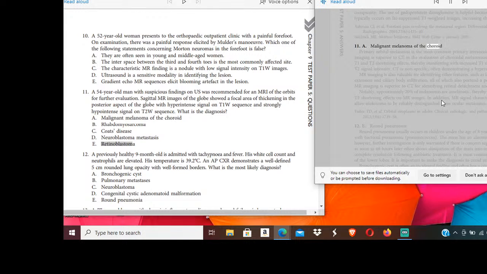11a. Malignant melanoma of the choroid. Primary orbital melanoma is the most common primary intraocular malignancy in adults. MR imaging is superior to CT in the evaluation of choroidal melanomas, as melanin has intrinsic T1 and T2 shortening effects, thereby manifesting with increased T1 signal intensity and decreased T2 signal intensity. CT is nonspecific, often demonstrating a hyperattenuating choroidal mass.